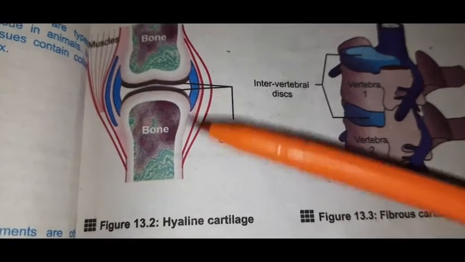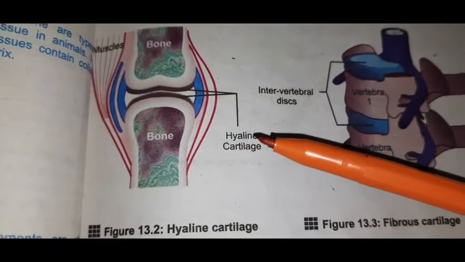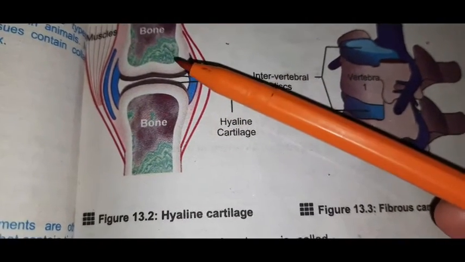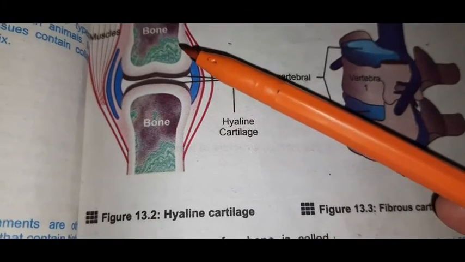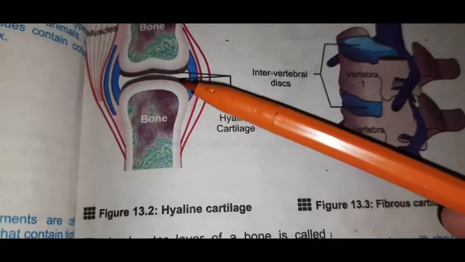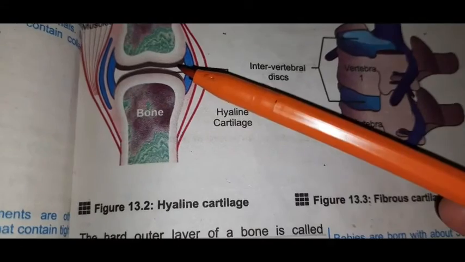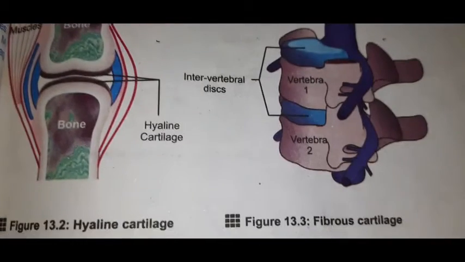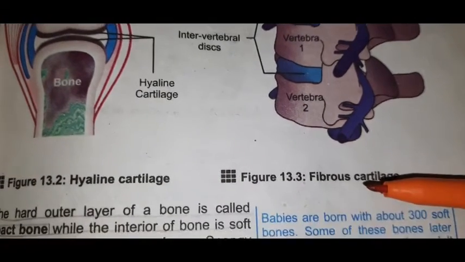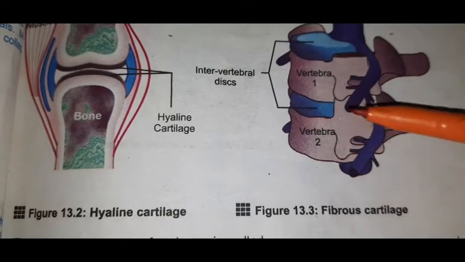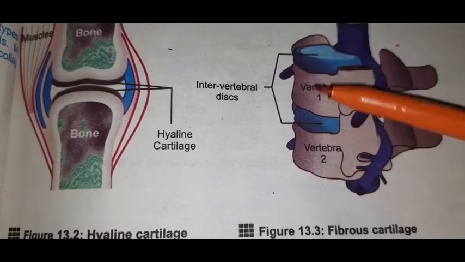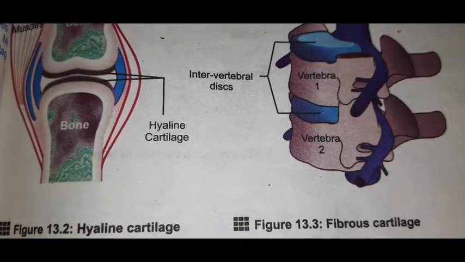Look at this diagram. This is the hyaline cartilage. The hyaline cartilage is located here at the end of the long bones. Here we have two long bones, and it is present at the end of the two bones, right? This darker portion is known as hyaline cartilage. Look at the next diagram. Here we have the fibrous cartilage. Fibrous cartilage is present in the intervertebral disc. For example, look at this. This is vertebra 1 and this is vertebra 2. Between the two vertebrae there is a fibrous cartilage.